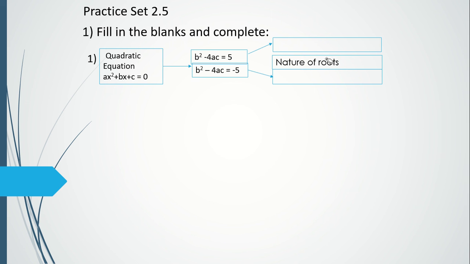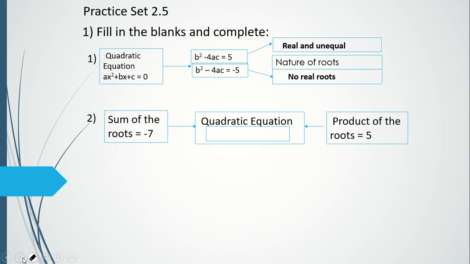So you have to write the nature of roots here. In this case, when discriminant delta is positive, what will be the nature of roots? Just now we have seen roots will be real and unequal. Okay, and in this case the roots will be not real. No real roots. Okay.